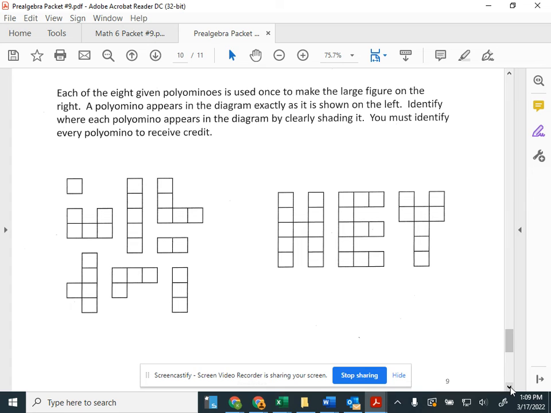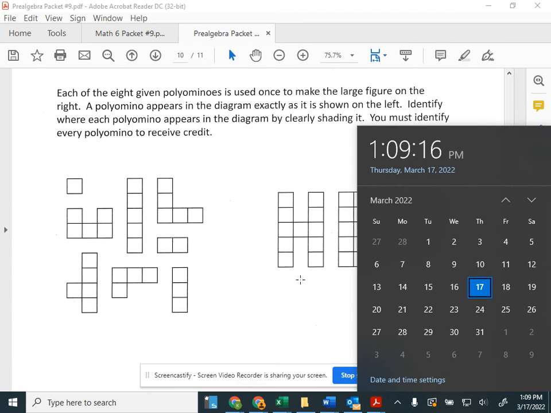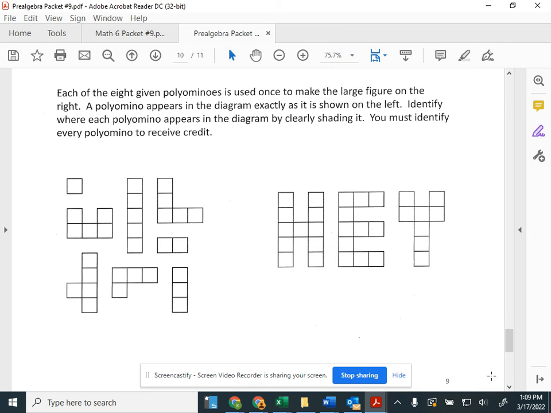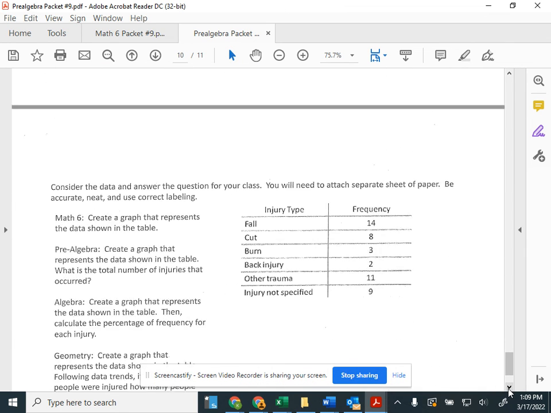Polyominoes. So we know how to do this page. Remember, you cannot rotate any of them. You must find how they fit into the word hay. Okay, so fit them into the word hay without rotating any of them. Next page.